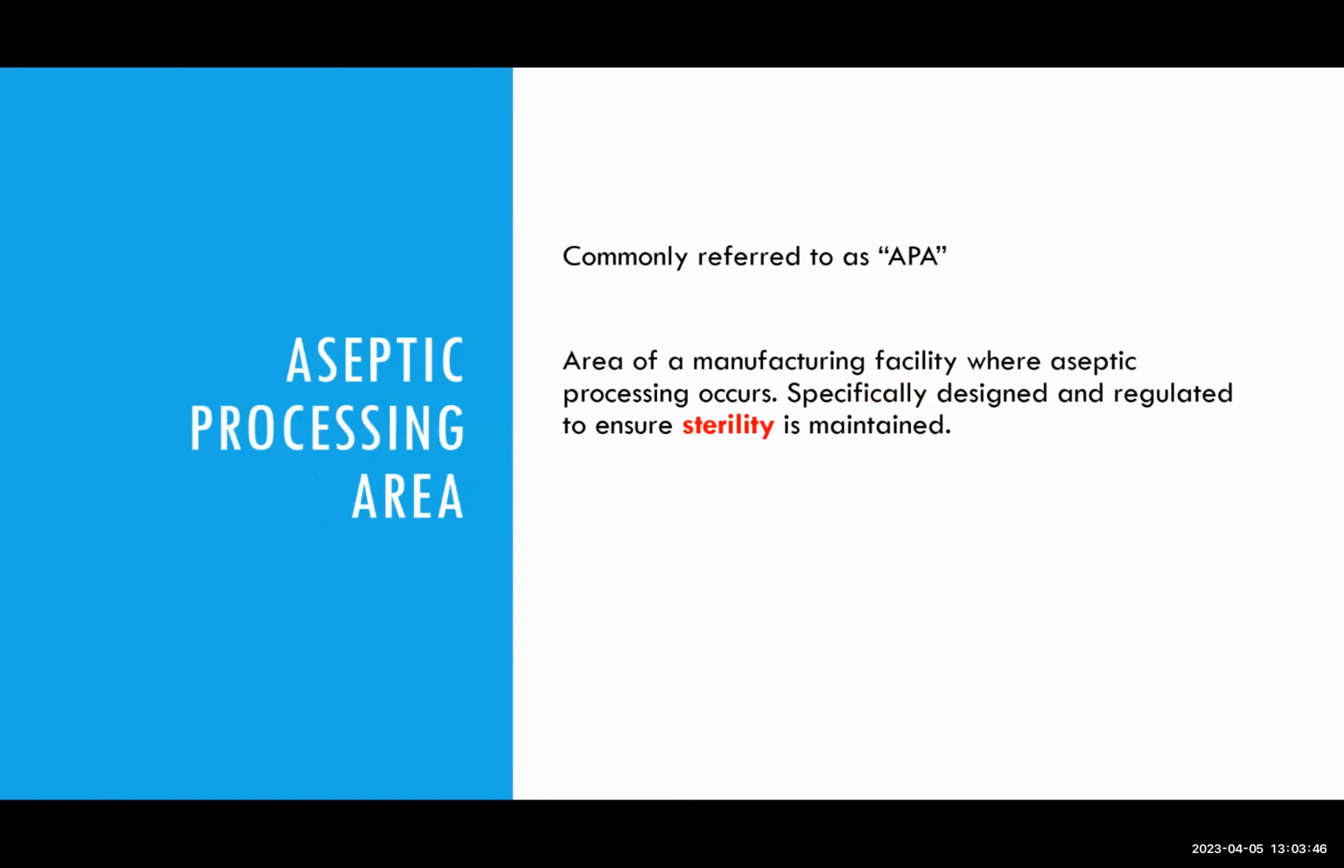So we use a term APA commonly, which just stands for our aseptic processing area. This is going to be the part of a facility where the aseptic processing occurs. It's specifically designed for that reason and is regulated to make sure that sterility is maintained. We monitor the humidity, we monitor the temperature, we monitor air pressure, we do yearly tests to check on the airflow in the area, to make sure that we're maintaining control and that the process is not adding to any contamination in our product.